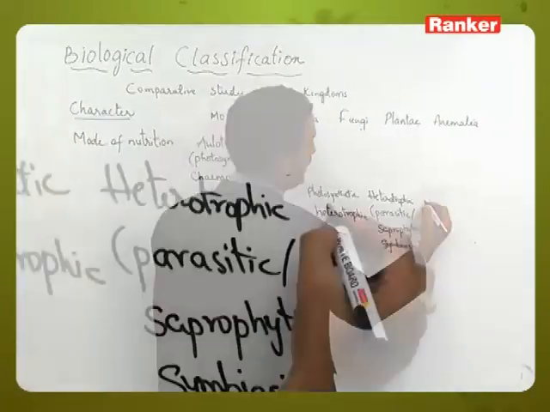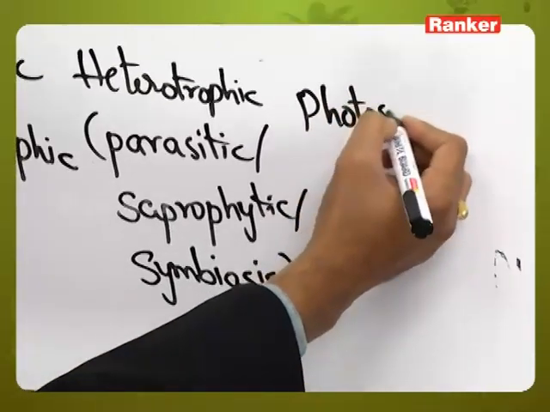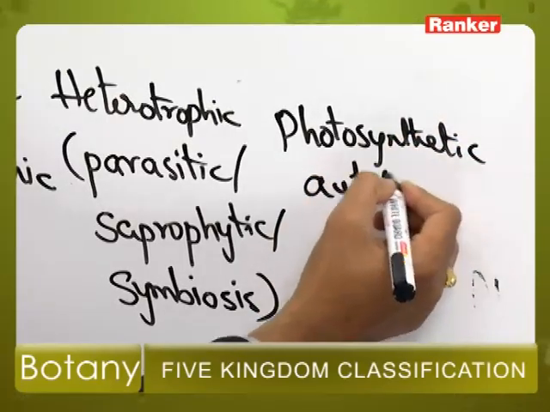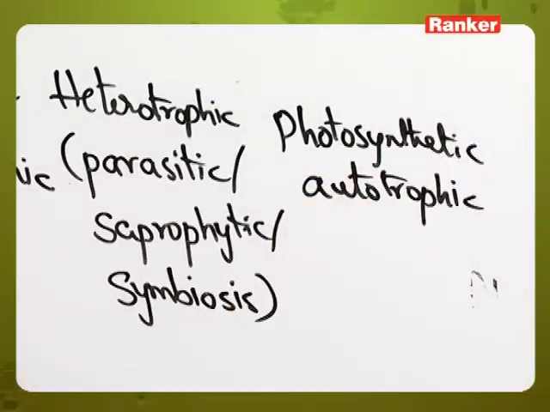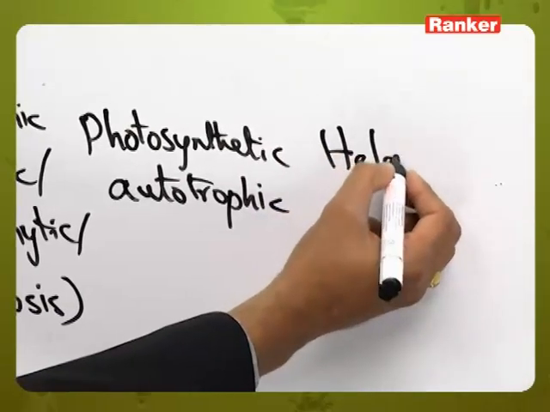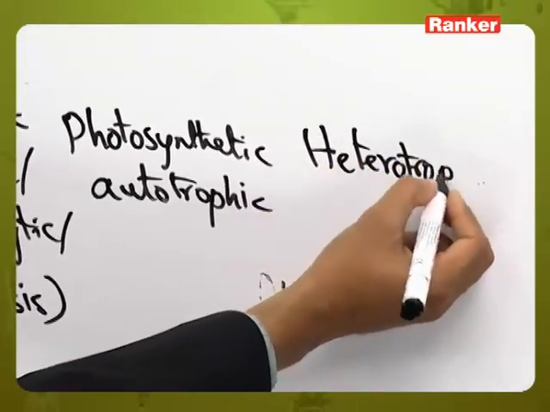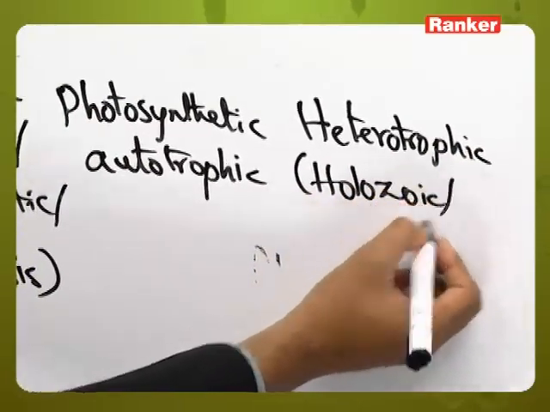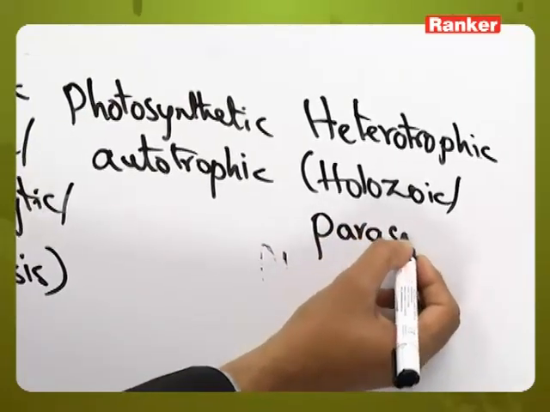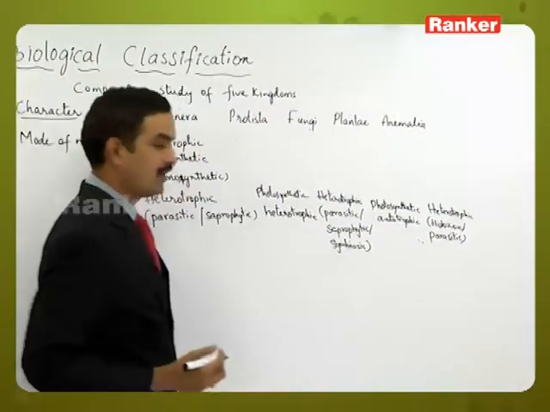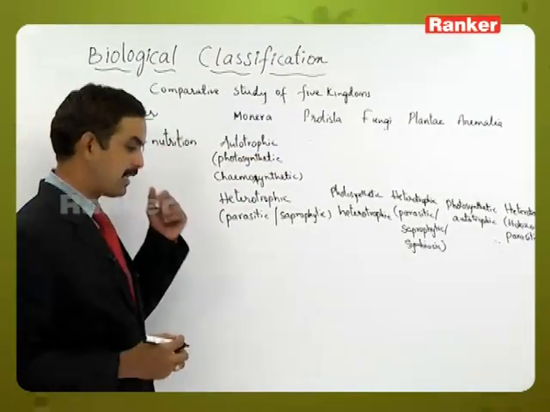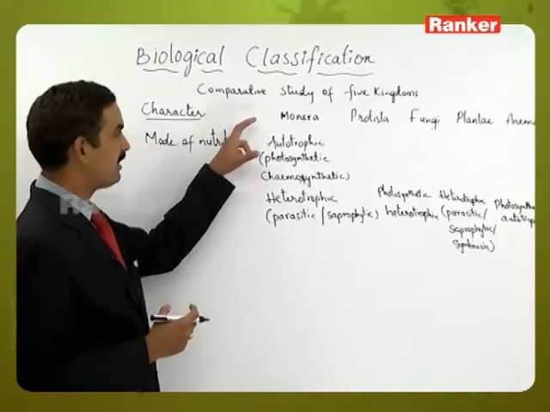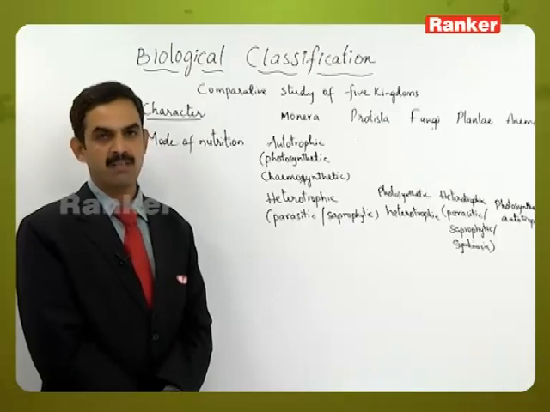Then Plantae are photosynthetic, or we can call them autotrophic in their nature. Whereas Animalia are heterotrophic. Here they may show either holozoic type of nutrition or parasitic type of nutrition. Likewise, a lot of diversity can be seen in nutrition also. So these are the characteristic features where we can basically differentiate the 5 kingdoms that have been classified by the scientist Whittaker.